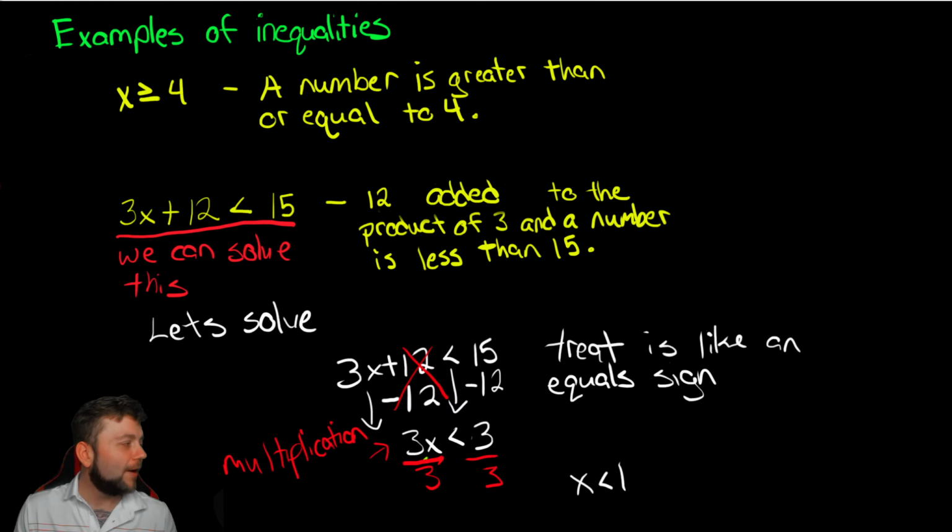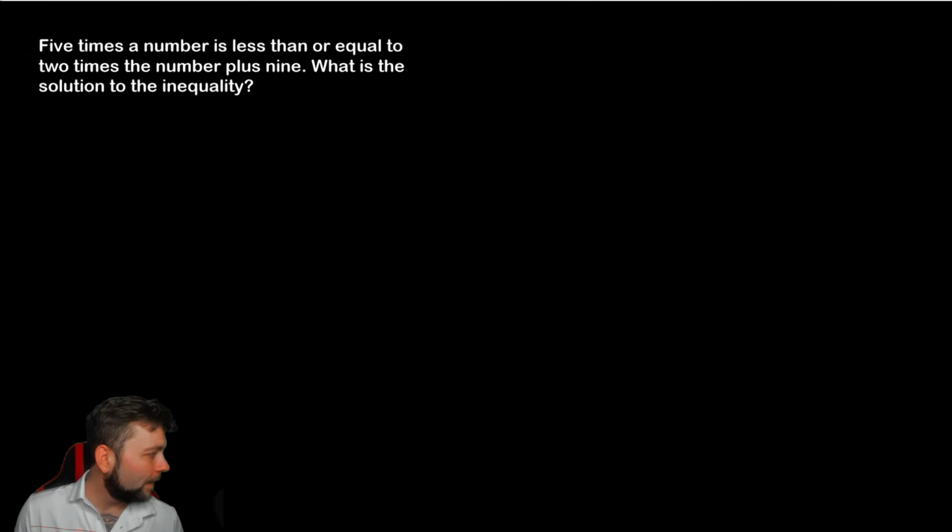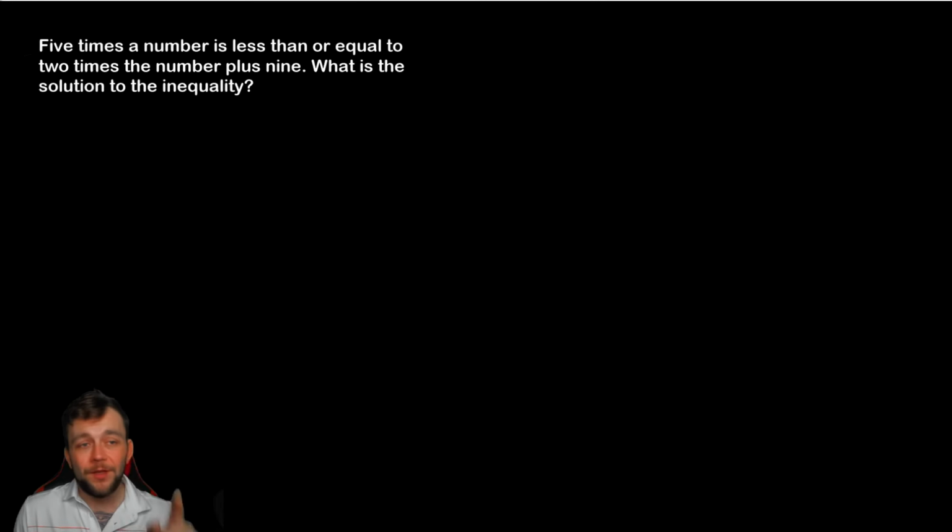So we have our examples of inequalities, but I want to go through some actual example problems, okay? So let's start with our first example problem. We have 5 times a number is less than or equal to 2 times the number plus 9. What is the solution to the inequality?